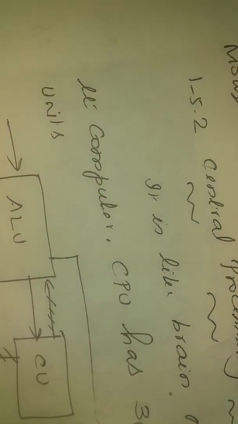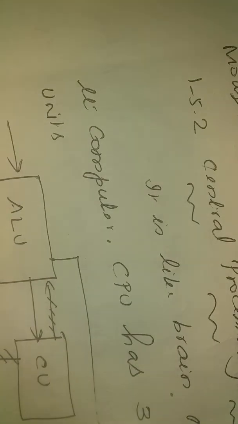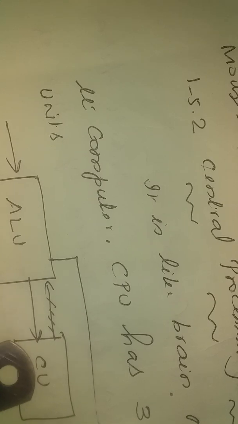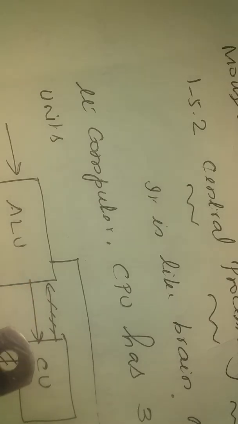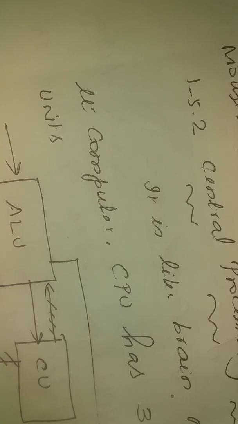So input unit means what? Keyboard, mouse. Enough. Central processing unit means what? It is the brain of the computer. That is, it has a control unit. It has 2 lines. One is the control line; the dashed lines are the control line. Another one is the data path.